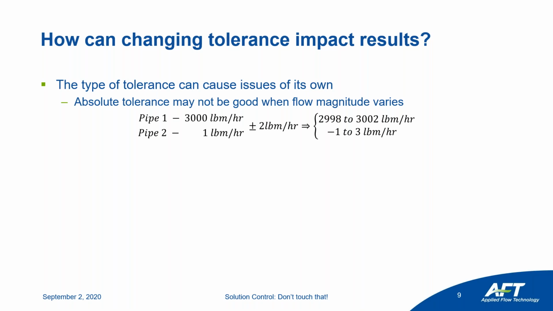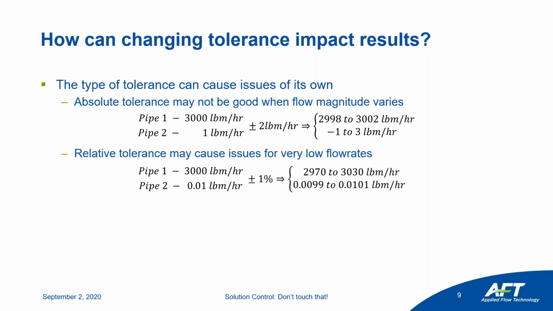So if you know all your flows are going to be 1,000 pounds per hour, then that can be very useful in determining what a good absolute tolerance is, whereas a relative tolerance is always going to be more robust because it's based on that percentage change. It's all about that ratio.